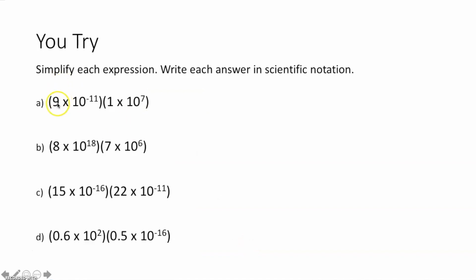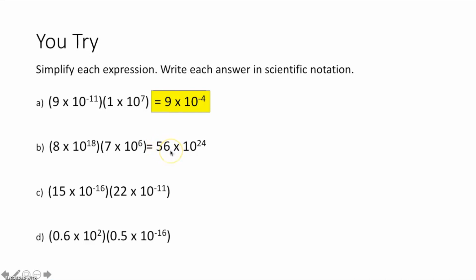Okay, doing the same thing here. Multiply the numbers out front, add the exponents for the tens. So what's 9 times 1? That's going to be 9. What's negative 11 plus 7? That's going to be negative 4. And you're done. Here, what's 8 times 7? That's going to be 56. And then what's 18 plus 6? That's going to be 24. Now again, this has to be in scientific notation, so what we need to do is make this number out front between 1 and 10.